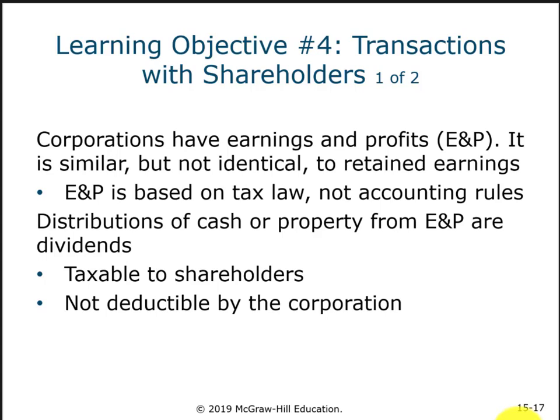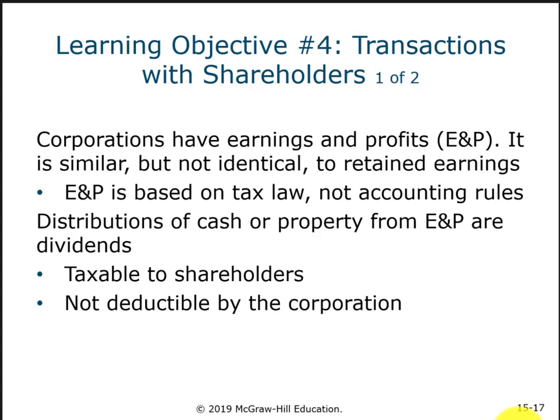So to know if it is taxable, we first have to understand what the corporation has, what's called earnings and profits. It's very similar to retained earnings. Basically, all the income that has been made by the corporation on a tax basis that they have not given to shareholders in any way. They've retained it or kept it. That's what earnings and profits is. It's just calculated using tax law instead of accounting rules that you may have learned in another class.